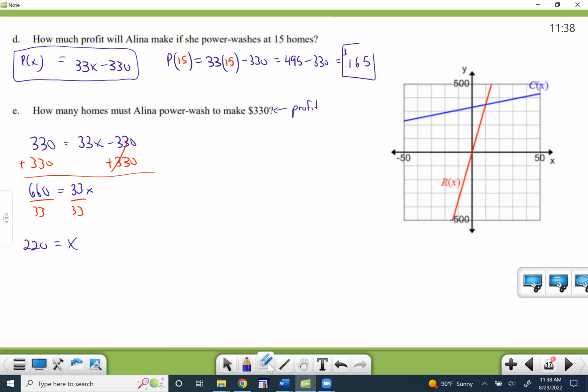Okay, so that's going to be 66. Yeah, okay, so she would have to wash 20 homes. I don't know why I thought that number was too big, you guys. Okay, all right. So 20 homes in order to make $330. Okay, let's see if we have more.